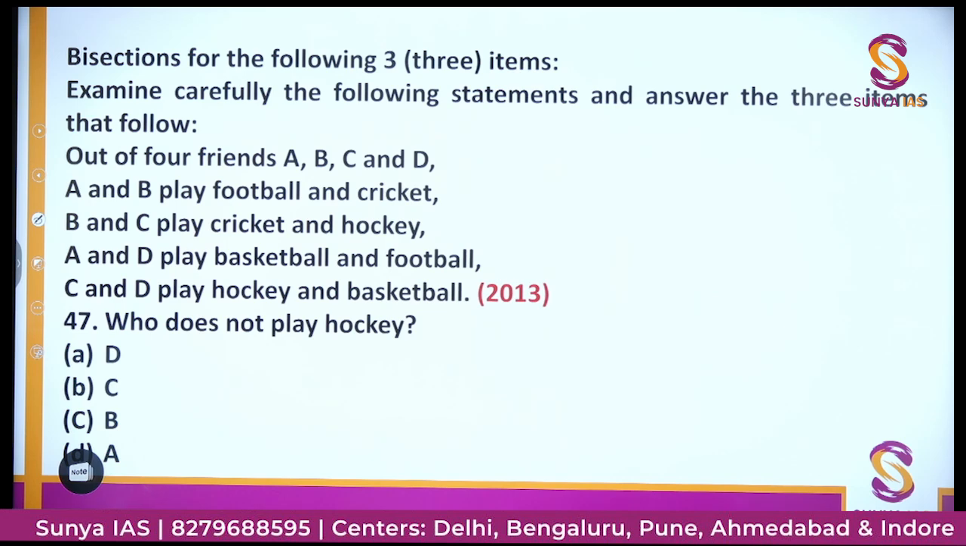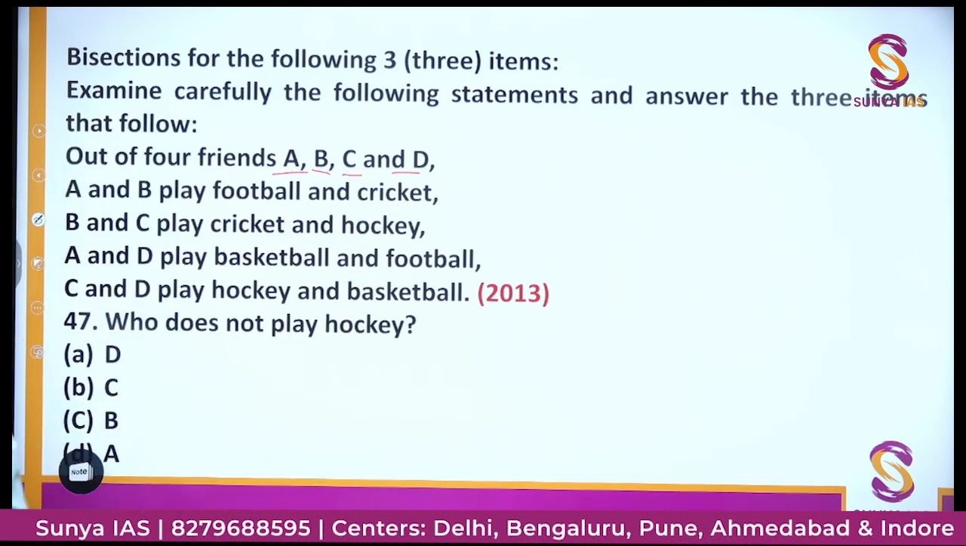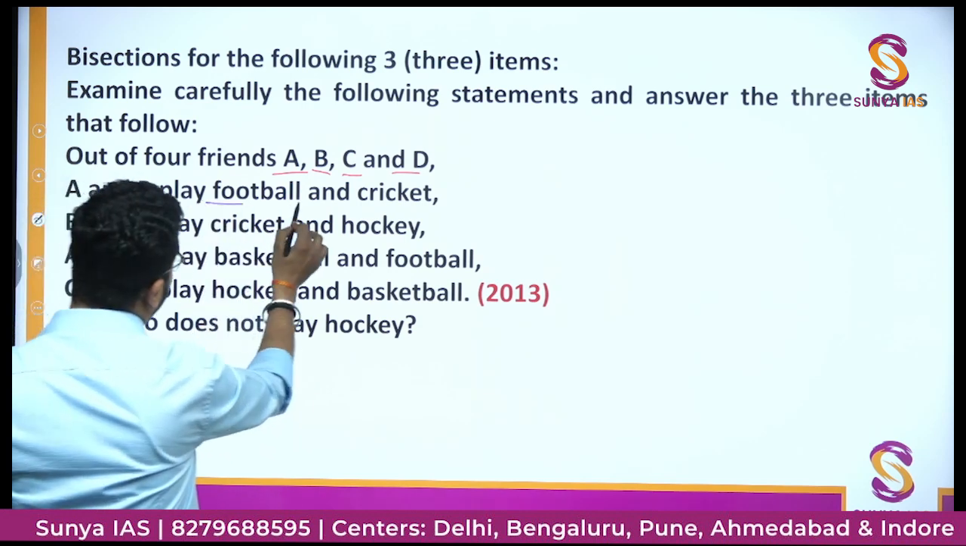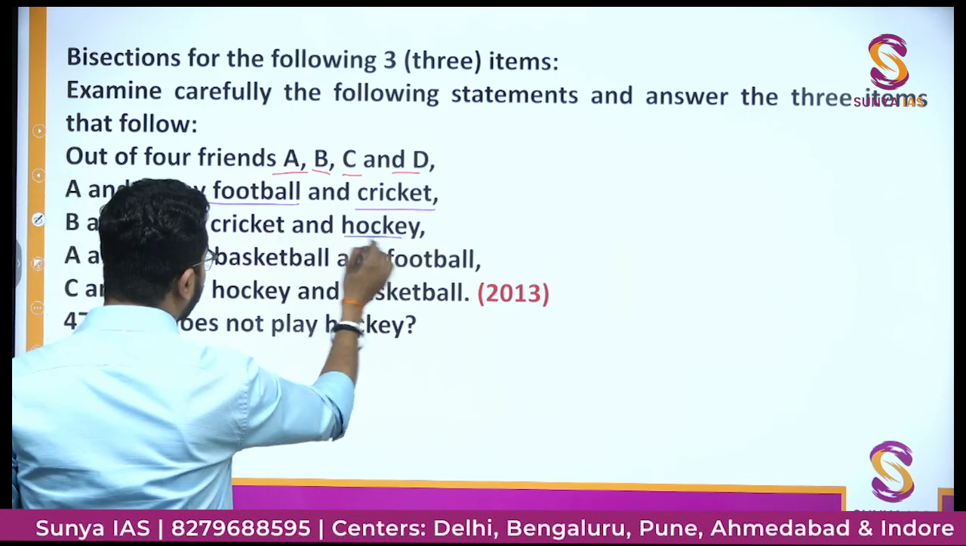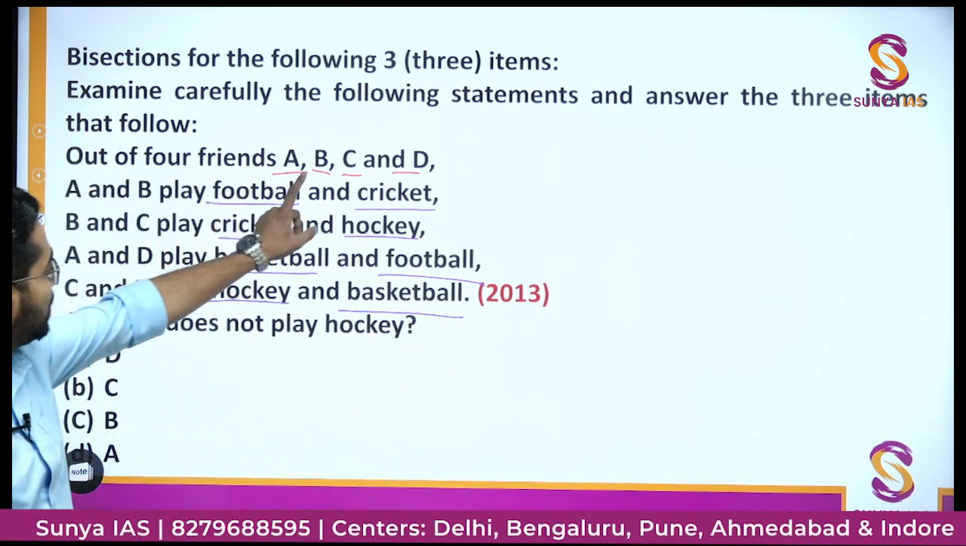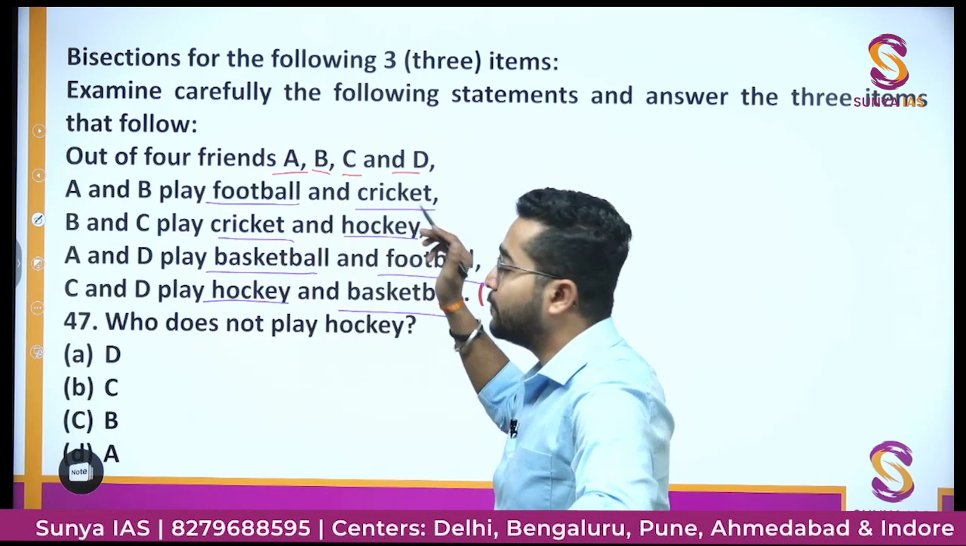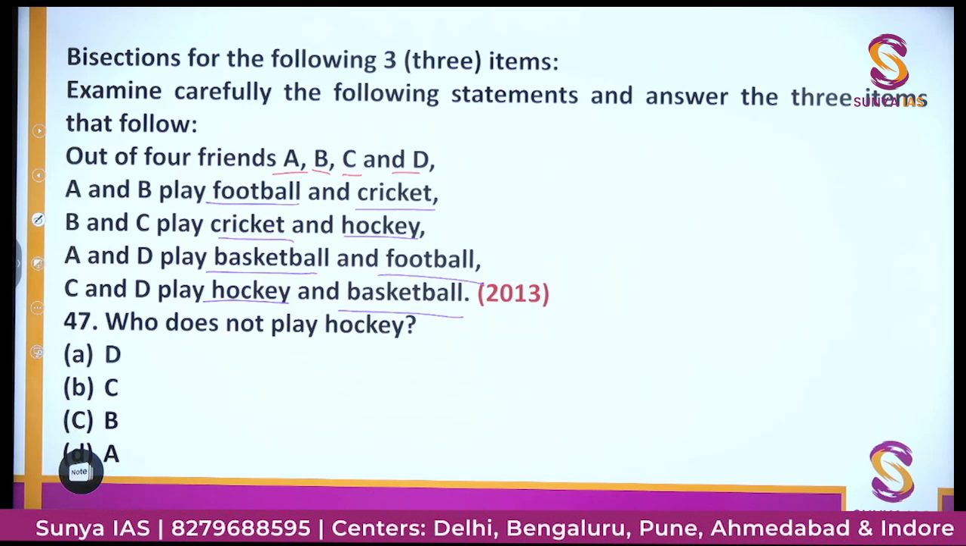Examine carefully the following statements and answer the 3 items that follow. Out of 4 friends, A, B, C and D, A and B play football and cricket. So sports दिए हुए हैं इसमें, ये फुटबॉल और क्रिकेट एक स्पोर्ट है, B and C play cricket and hockey, and D plays basketball and football, C and D play hockey and basketball. So how many sports are there? Football, cricket, hockey and basketball. So there are 4 sports and 4 friends. ठीक है? So who does not play hockey?